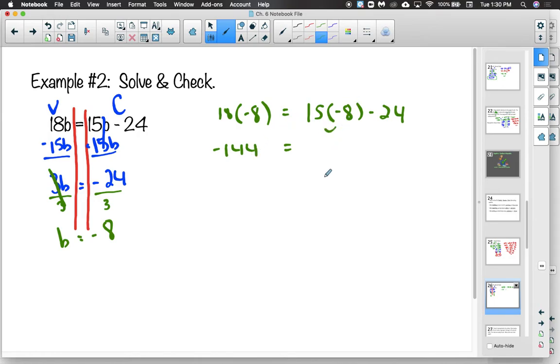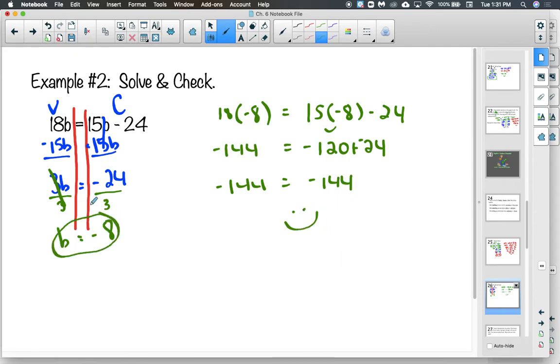Over here, we're going to multiply first. 15 times negative 8 is negative 120. Bring down your minus 24. This side is already simplified, but we still have to simplify this side. Add a line, change the sign. Negative 120 plus negative 24 is negative 144. So our check worked out nicely, and our solution is confidently b equals negative 8.